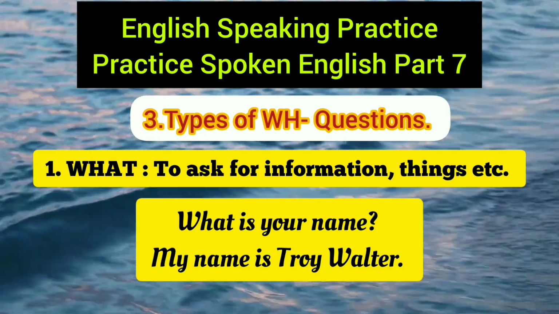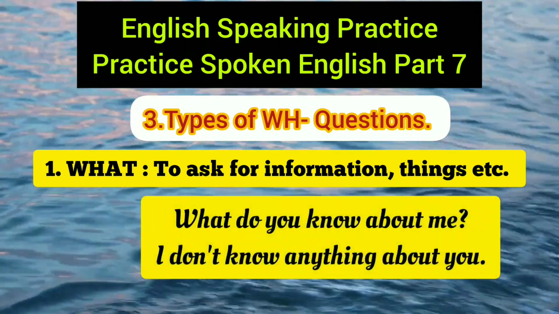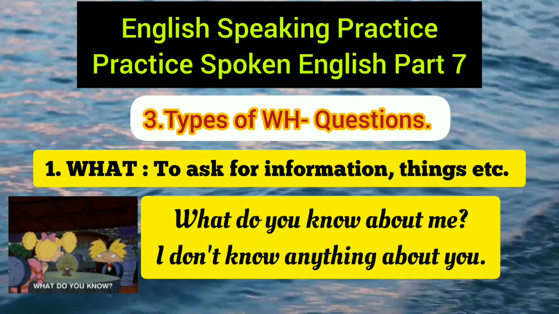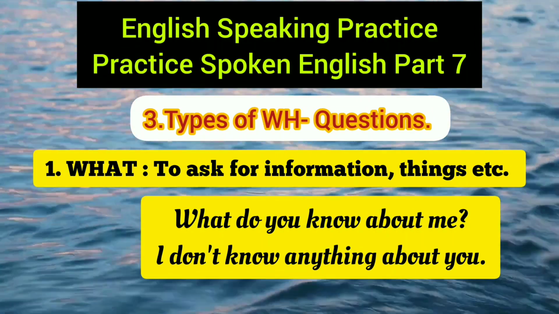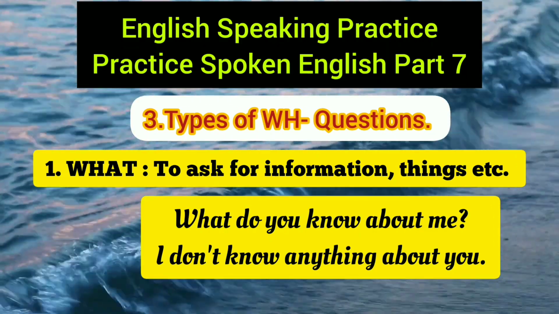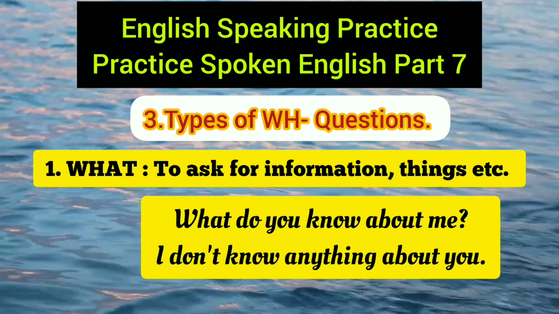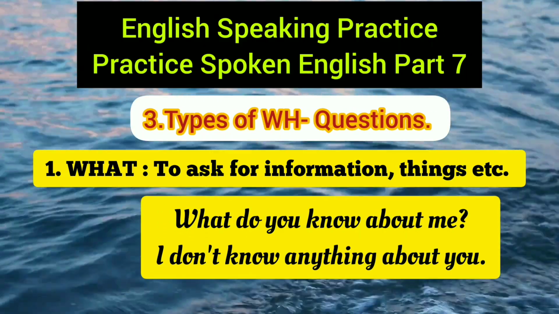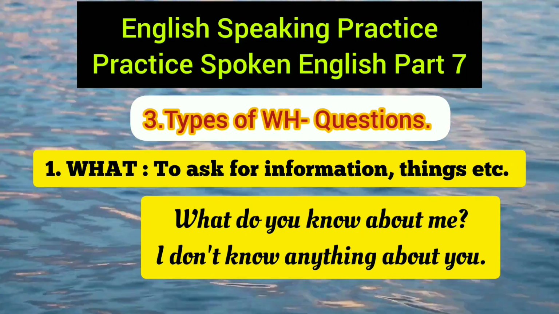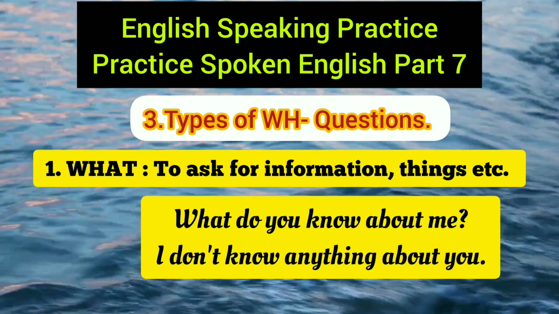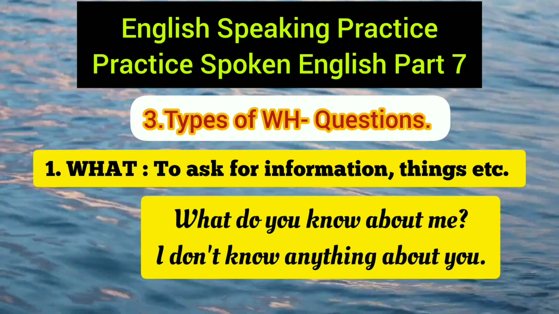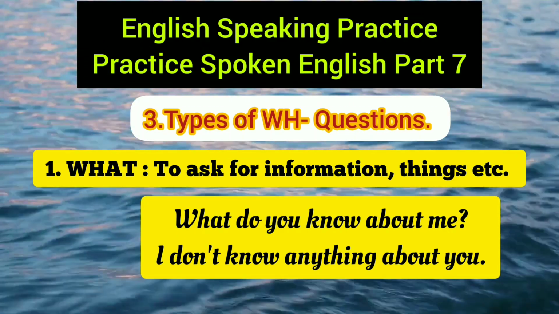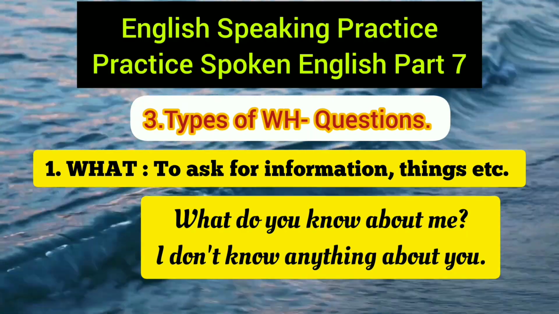Let's see the second one: what do you know about me? Here also I am using a WH question, and I'm using what to ask about some information. What do you know about me? That means I'm asking for some information. The answer is, I don't know anything about you. That's the way you can frame a WH question using the WH word what, which is used to ask for information and things.